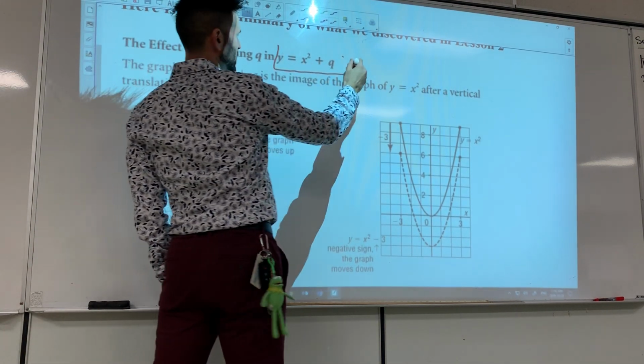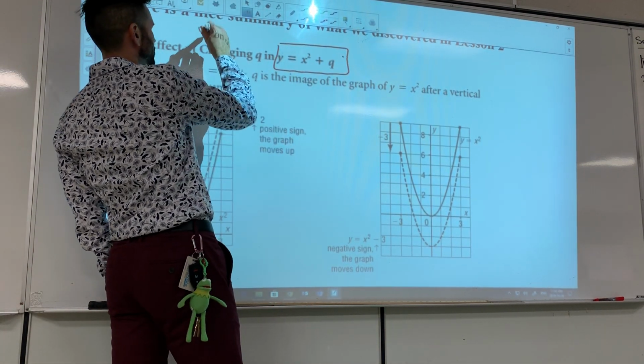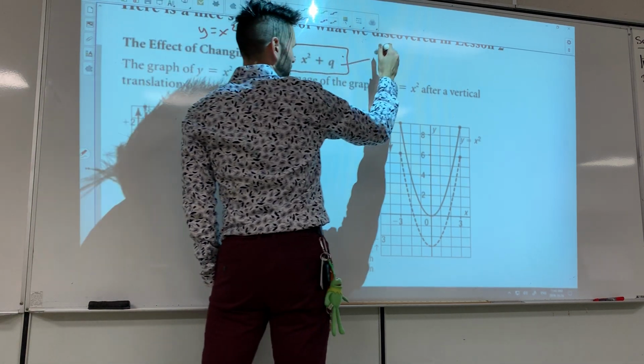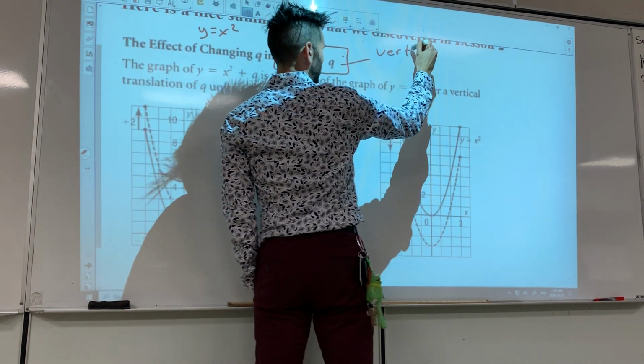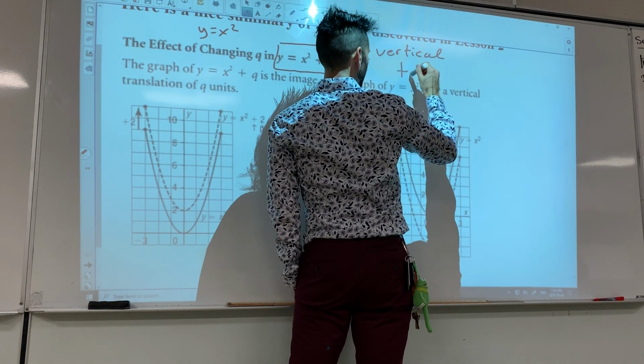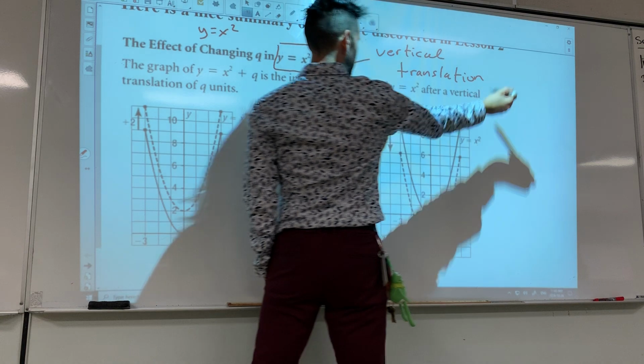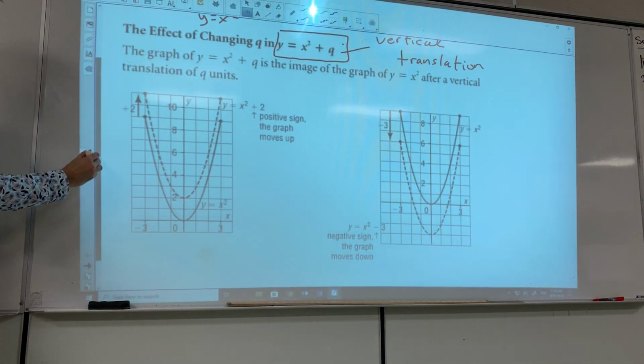So note the letters that we use. Okay, so we're taking that original graph of y equal x squared and we're going plus q. That is a vertical translation, okay? Translation. Okay, so 2 examples of what happens.